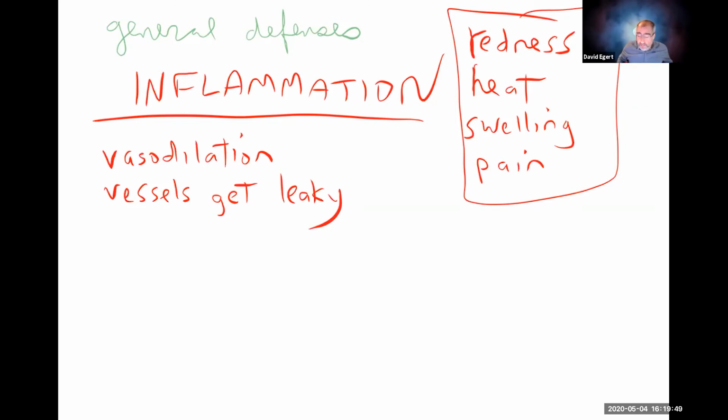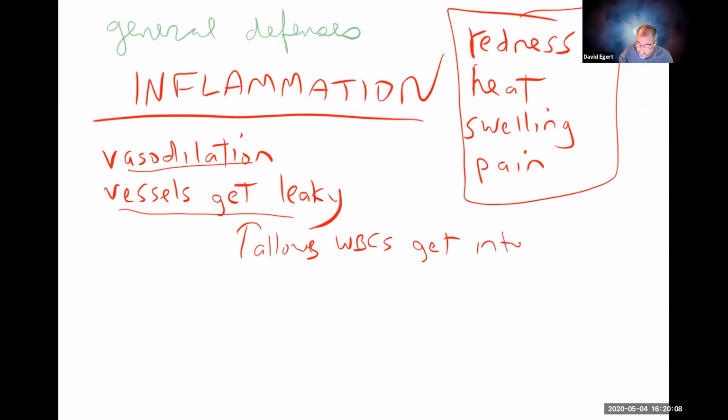So two things are happening here. By having vasodilation, bringing more blood into the region, vessels getting leaky, this allows white blood cells to easily get into the tissue to fight the good fight. This also allows antibodies and complement to get into the tissue easily to fight the fight.